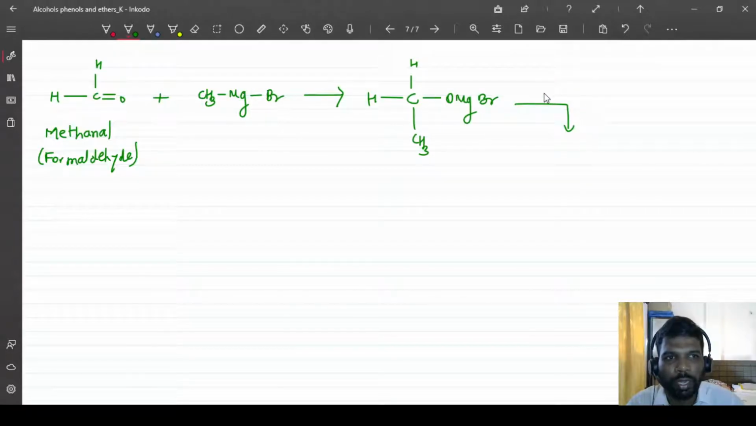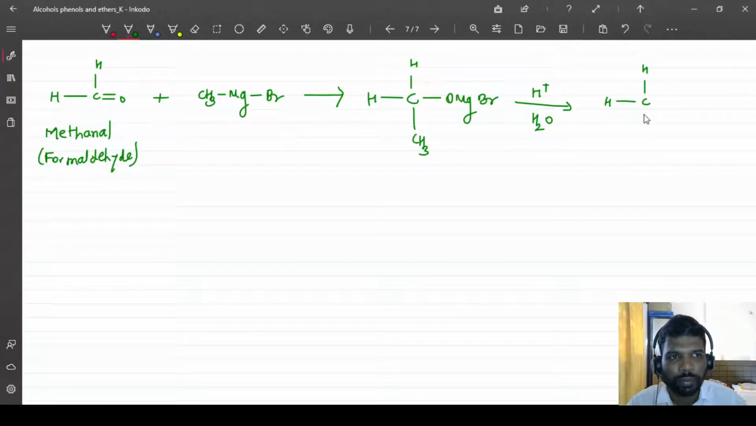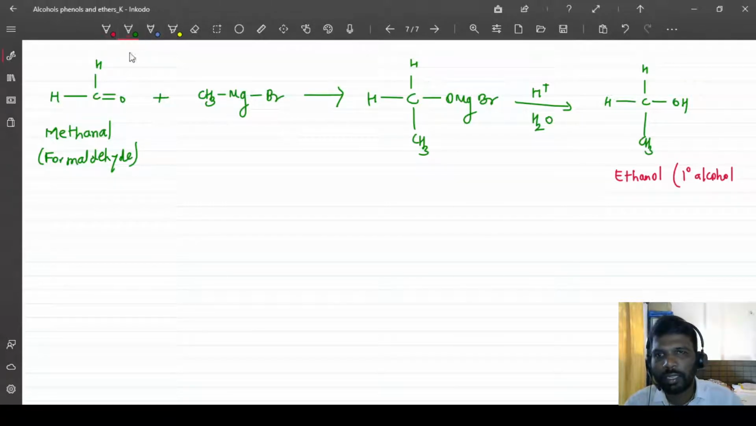Further, after doing the hydrolysis, we just write H plus and water. What we get is CH3CH2OH, which means the product formed is ethanol, and it is a primary alcohol.